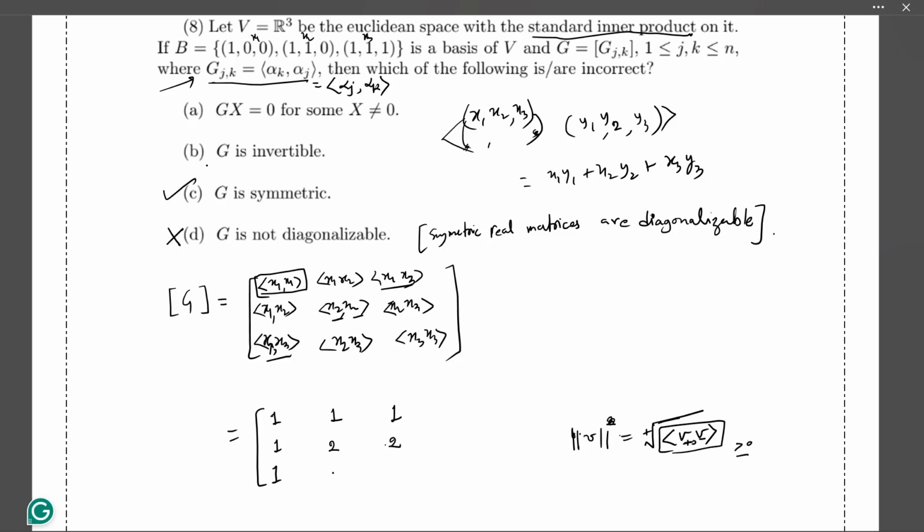So let's see what about this? Because of symmetry, you get 2 here. What about the x3 with x3 inner product? You get 3, 1 plus 1 plus 1.